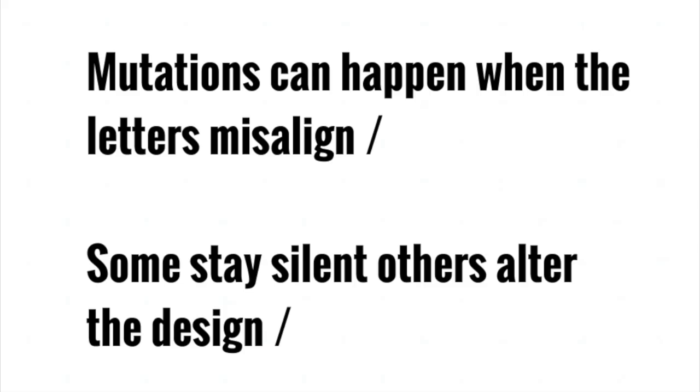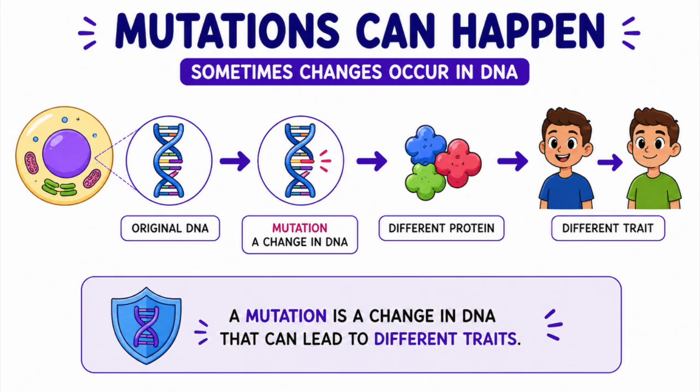Mutations can happen when the letters misalign. Some stay silent, others alter the design. A mutation is a change in the DNA sequence. Sometimes mutations have no noticeable effect and are called silent mutations. Other times, they can change how a gene functions and may affect an organism's traits. A useful way to think about mutations is as changes or typos in the DNA's genetic instructions.